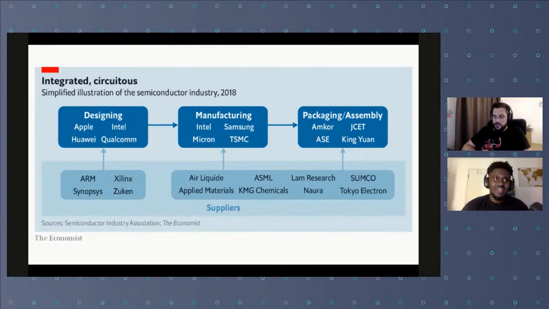So maybe we should add something here as well. What I find interesting too is that you see Intel in the designing and also in the manufacturing, and that goes to show that Intel is more focused on this kind of thing. But I think what a lot of people don't know, and what would probably be useful for people to know, is that Samsung is a really big player in the field, and Samsung is just known for selling phones.